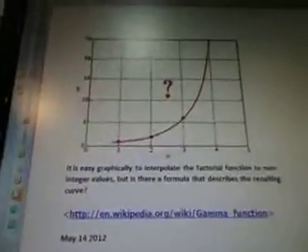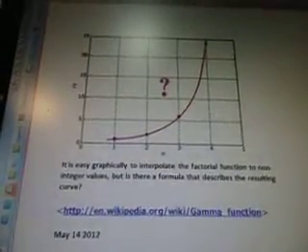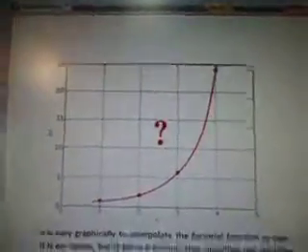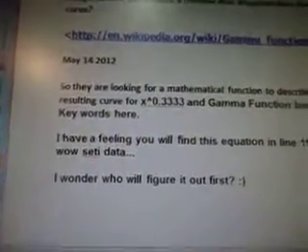It says it is easy graphically to interpolate the factorial function to non-integer values, but is there a formula that describes the resulting curve? So it looks like they're looking for a gamma function formula here. May 14, 2012. So they're looking for a mathematical function to describe the resulting curve for x to the power of, I don't know if it's to the power of, that's what I think it is. So if I got it wrong, I apologize. 0.3333 and gamma function being the keywords here.